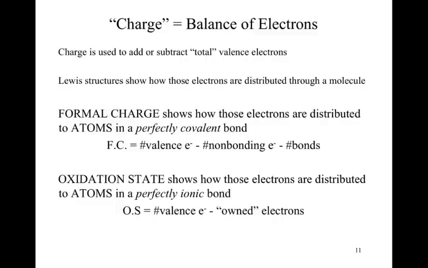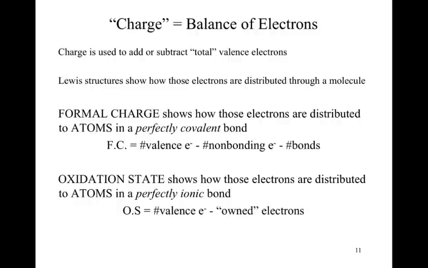Okay? Formal charge is kind of an addendum to Lewis structure. It then specifically looks at each of the individual atoms and says how are the electrons in the molecule shared around that atom. Okay? Its big assumption is that all of the bonds in that molecule are perfectly covalent. They're being equally shared, or equal sharing of electrons. Then we end up with the formula shown. Formal charge equals valence electrons minus non-bonding electrons minus the number of bonds.